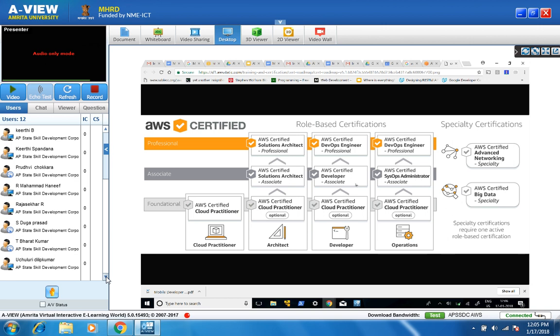certification, which is an AWS certified developer certification or an AWS certified system operations administrator certification. That will be the associate level certification, and after that the final objective is to get into a professional level. Professional is actually a self-learning initiative, so we will not be training students for a professional level certification. We will be stopping our training at the associate level only.